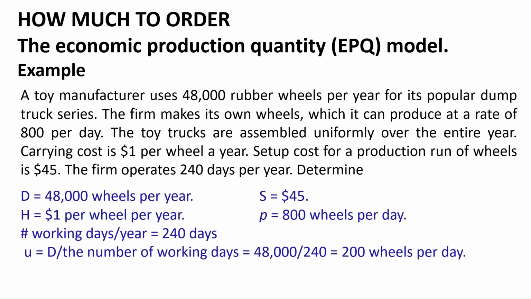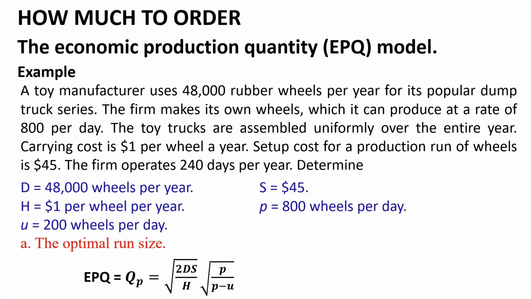So, the givens are: the demand, D equals 48,000 wheels per year. The setup cost, S equals $45. The carrying cost, H equals $1 per wheel per year. The production rate, P equals 800 wheels per day. The number of working days per year is 240 days. To find the usage rate, U, we divide D by the number of working days: 48,000 divided by 240 equals 200 wheels per day.